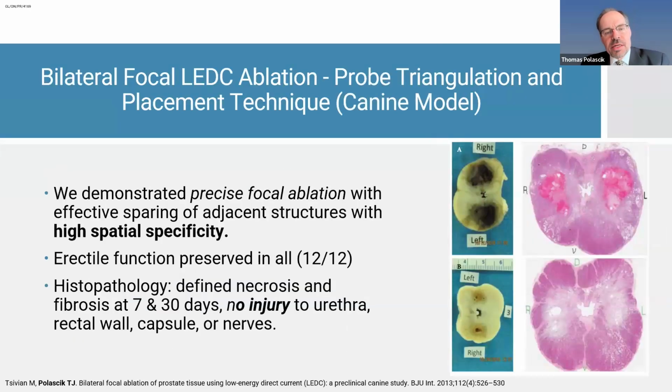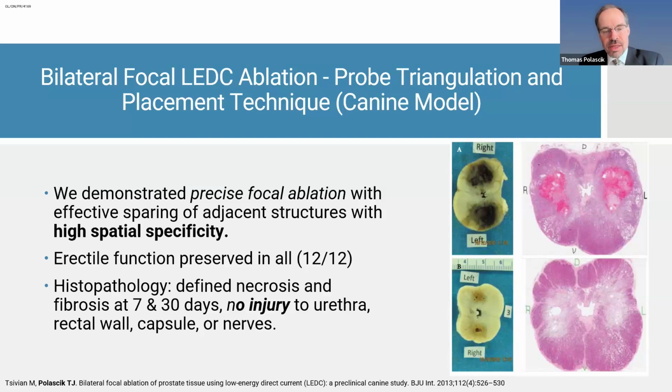And I saw firsthand because this was essentially an ablate and resect kind of protocol. You can see based on the pathology, you get very sharp demarcation of where your energy is deposited, and then really not even a fraction of a millimeter away, you have living tissue. So there's a lot of specificity in delivering this treatment. And we also checked the canines for erections afterwards, and I'm happy to say that 12 of 12 canines did have erections after this. There was no injury to urethra, the rectal wall, capsule, or the nerves.